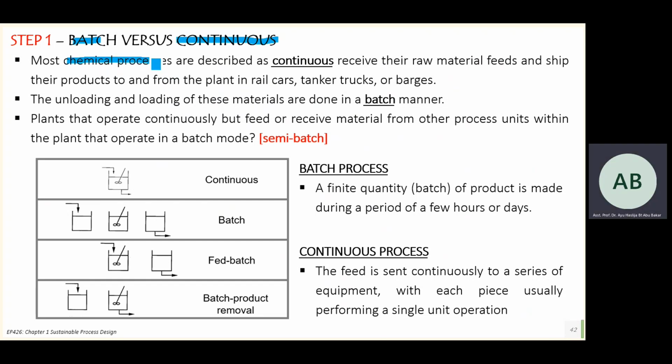The chemical process described as continuous receive their raw material feed and ship their products to and from the plant in transportation. Now, the unloading and loading part, of course, will be done in the batch manner. You need to unload and load your raw materials and products. That one would be batch.